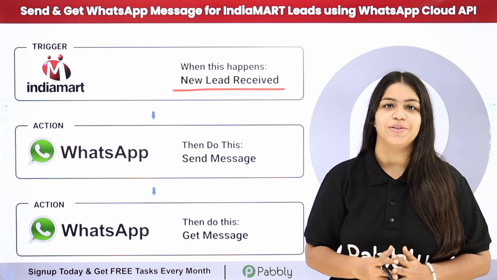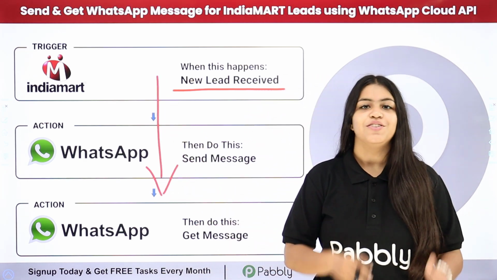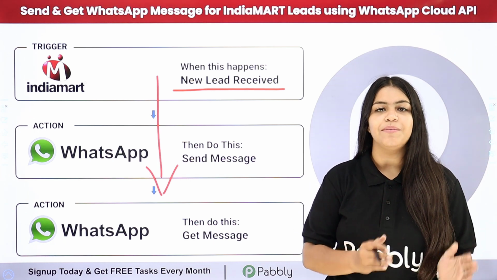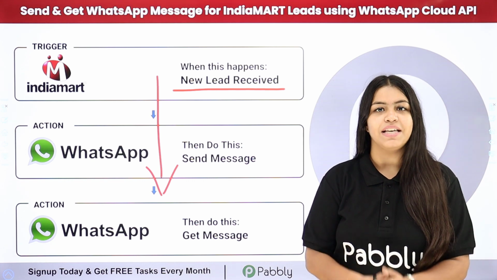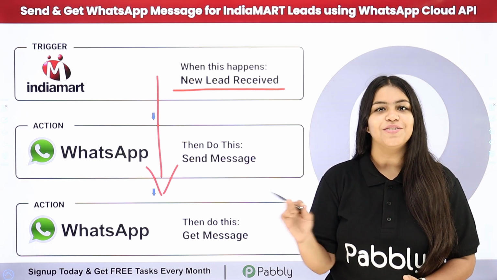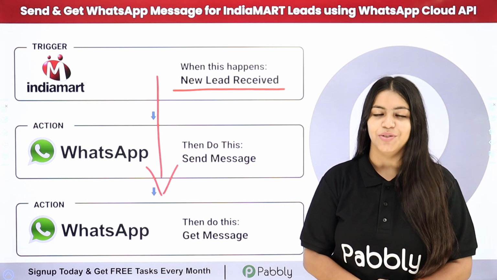So to do this, we are going to create a connection between IndiaMART and WhatsApp Cloud API. To create this connection without knowing any programming or coding language, we are going to use Pabbly Connect. It is an amazing automation software. So do you also wish to learn this process step by step? Then let me take you to my computer screen.